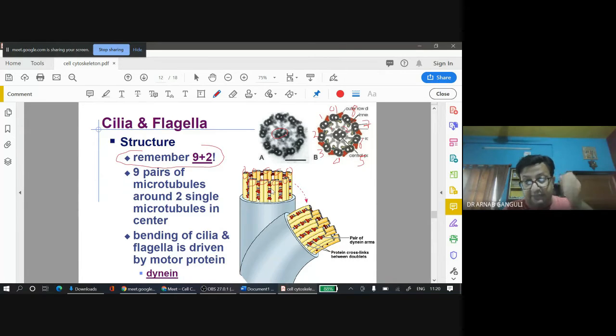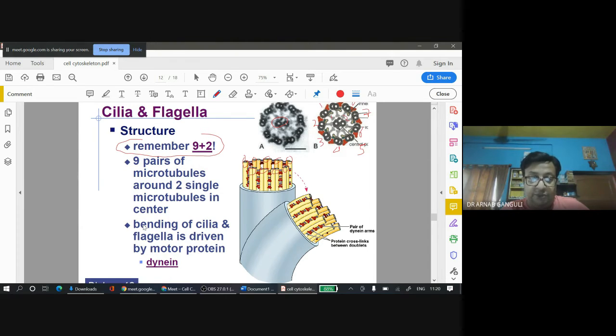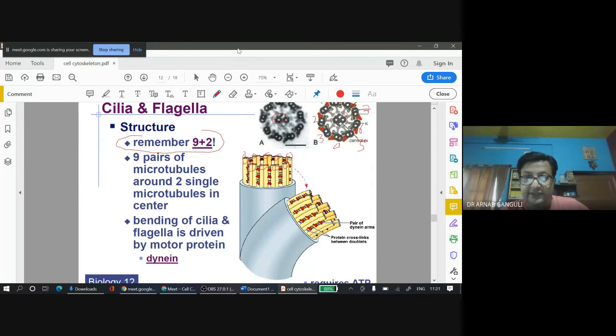Each of these is a microtubule. So two together form a microtubule. So 9 plus 2 makes a flagellum. But a flagellum is made up of many 9 plus 2 microtubules. So bending of cilia and flagella is driven by a motor protein. The protein moves on top of this. As you can see, let's increase the size of this figure.